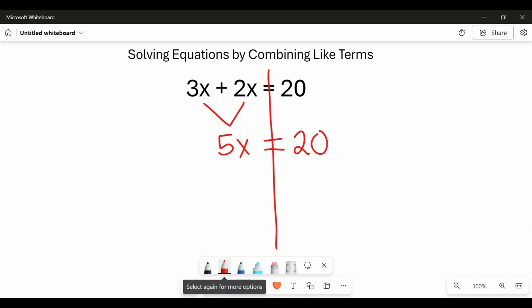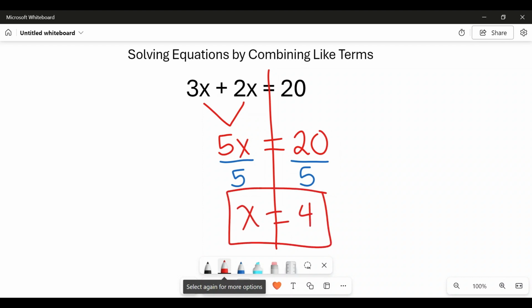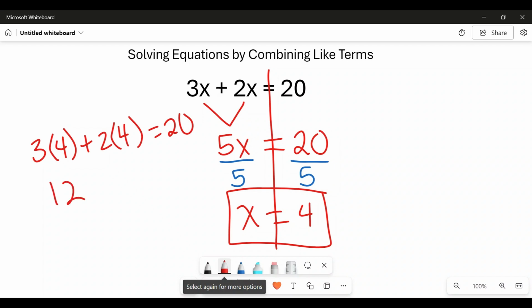And then it becomes a one-step equation, right? We divide both sides by 5, and we get our final answer is x equals 4. And that makes sense, right? 3 times 4 plus 2 times 4. We can double check our answers by checking, right? Does that equal 20? Let's see, right? We have 12 plus 8. Yep, that works. That equals 20, right?